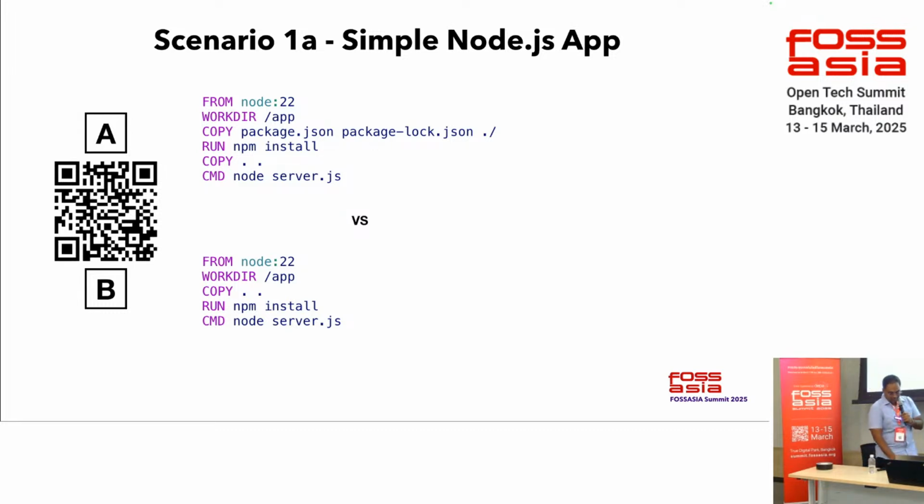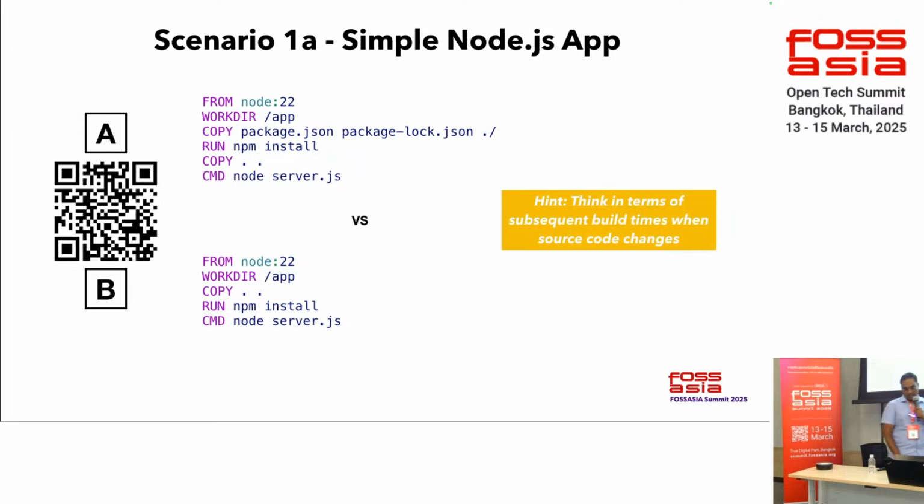So I think I just want to give a hint here. Think in terms of build time. Think in terms of subsequent build times. What is most frequently changing in your app? Your code base, right? Let's say the core server file or the source file. So when you run COPY . . before the installation, as in the second case, then as your code changes, this install step is running again and again, correct?